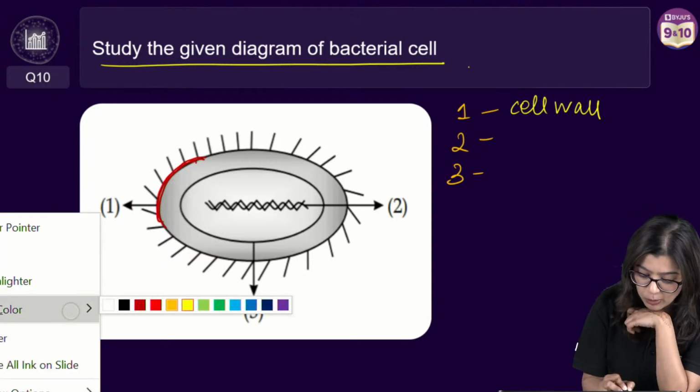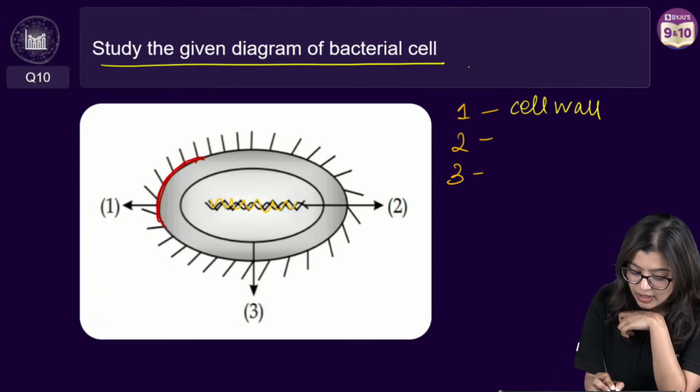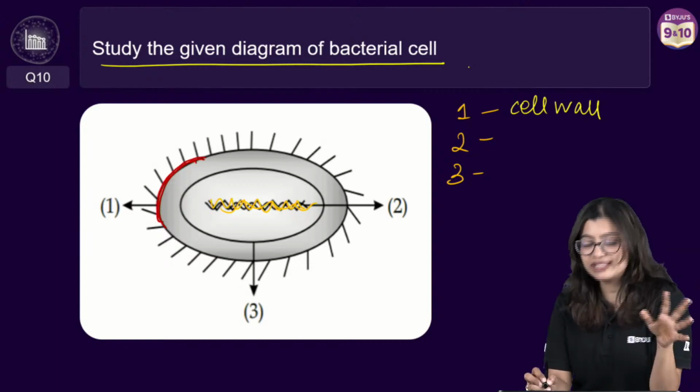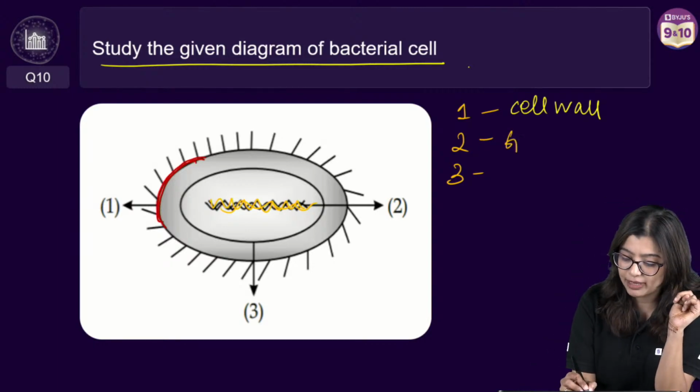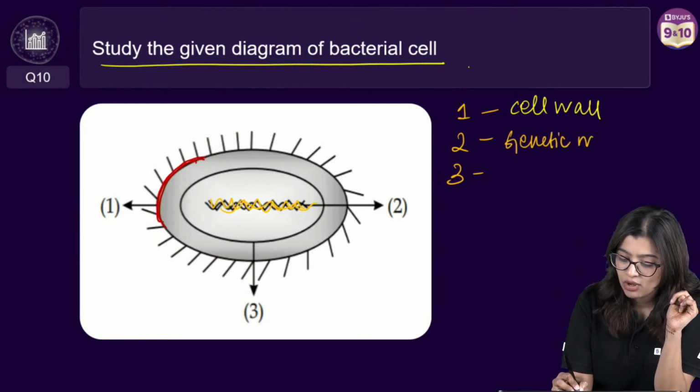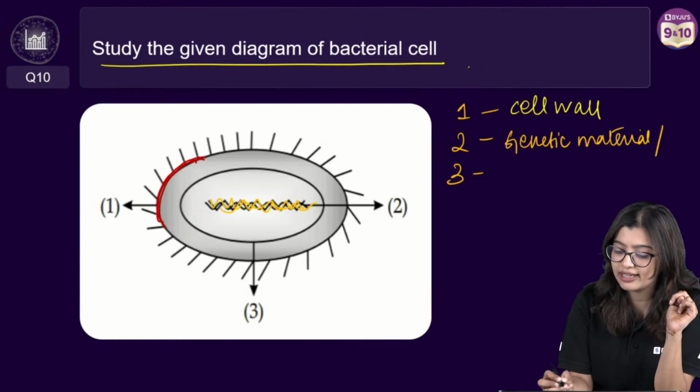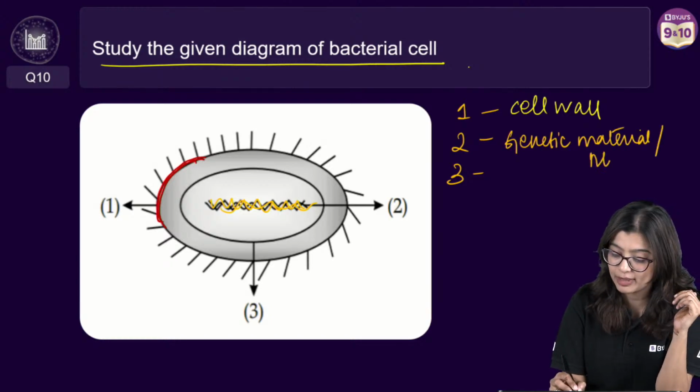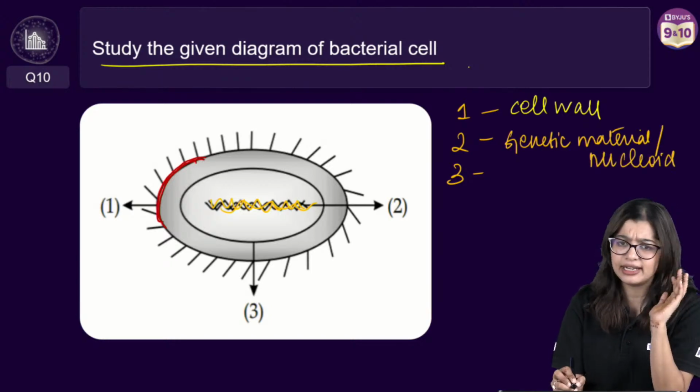Now, option 2 is pointing towards this, right? It's pointing towards this. Now, this could be one of 2 things. It could be genetic material, right? Or we know that the region where the genetic material is found concentrated will be nucleoid. So, it could be one of 2 things.